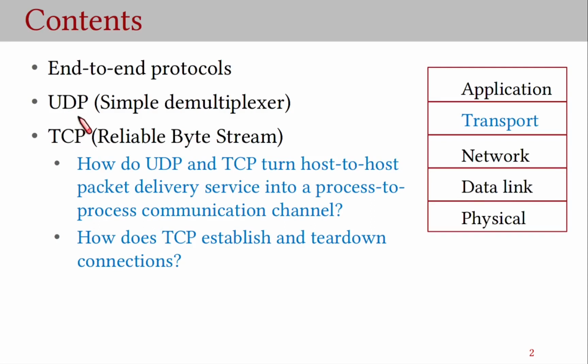UDP and TCP are the two most commonly used transport layer protocols. By the way, UDP stands for User Datagram Protocol and TCP stands for Transmission Control Protocol. So by the end of this video, you would know how these two protocols, UDP and TCP, turn host-to-host packet delivery service that is provided by the network into a process-to-process communication channel, which is used by applications. And you will know how TCP establishes and tears down its connections.